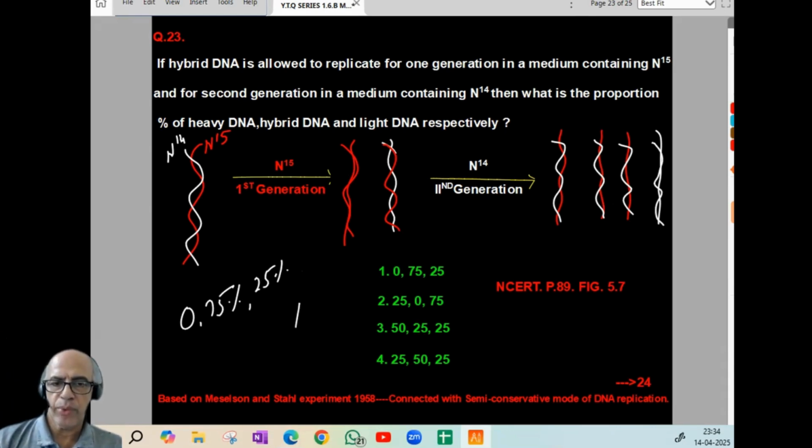We can anticipate it for the NEET exam. And this data is based on Meselson and Stahl's experiment of 1958, connected with the semi-conservative mode of replication. The option is 1 for 23.